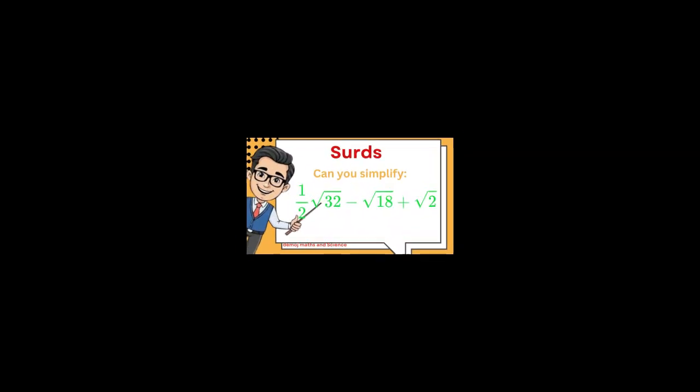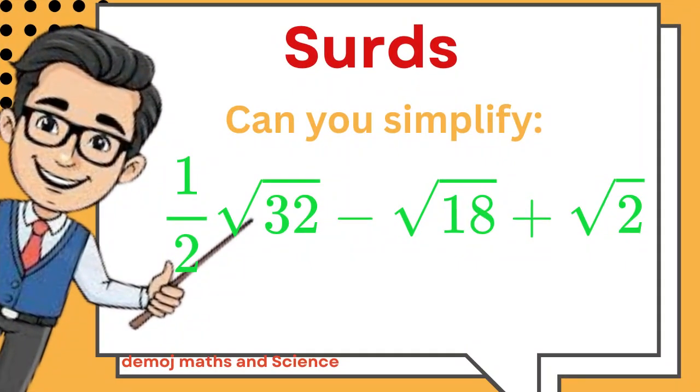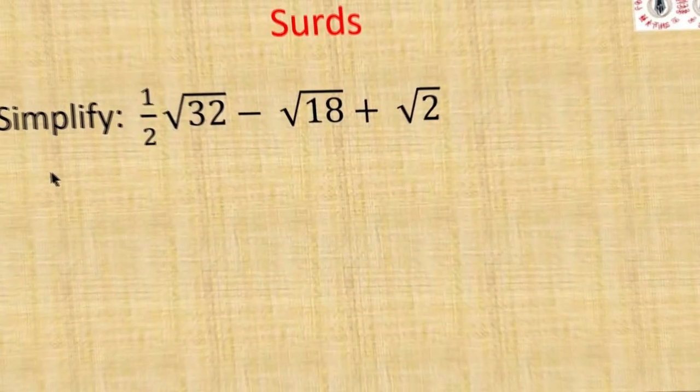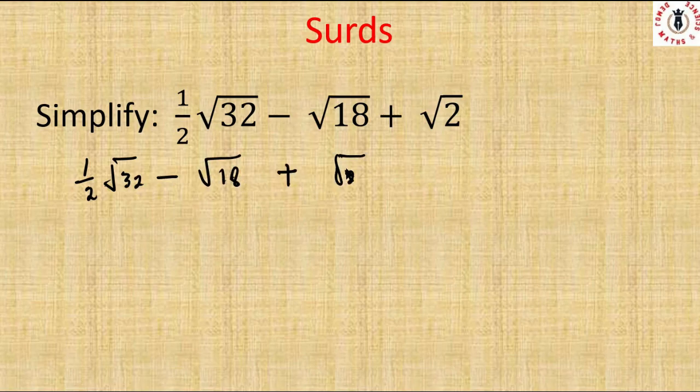In this lesson, we'll see a simple question on surds. I prefer you pause the video, take a look at the question, then come back to see my solution. Hi, welcome back. I'll do my best to explain as simply as possible. Our question says: half of root 32 minus root 18 plus root 2.